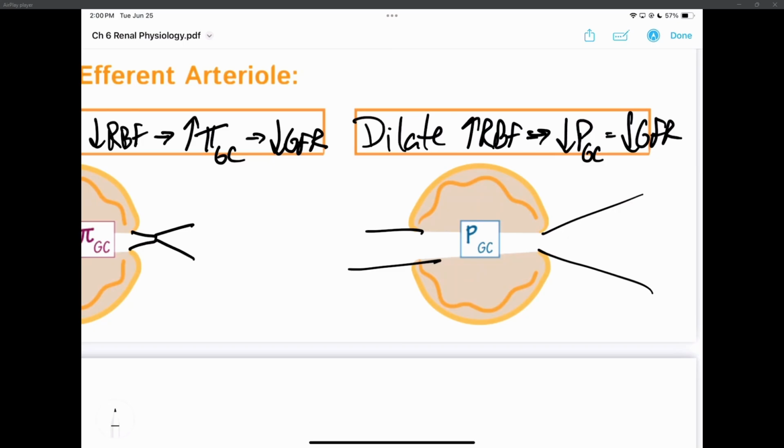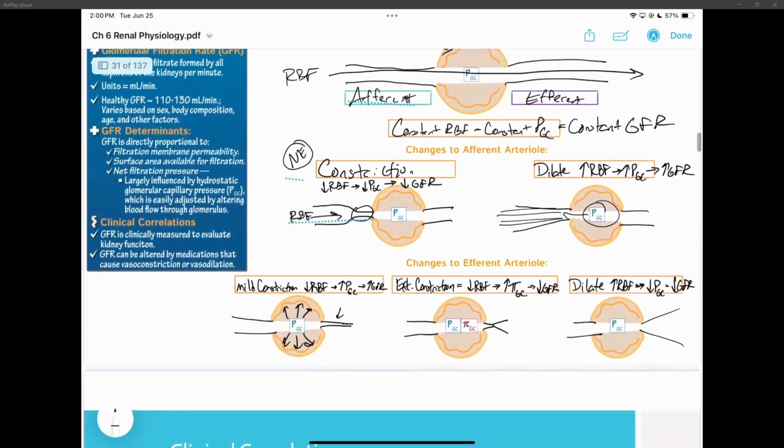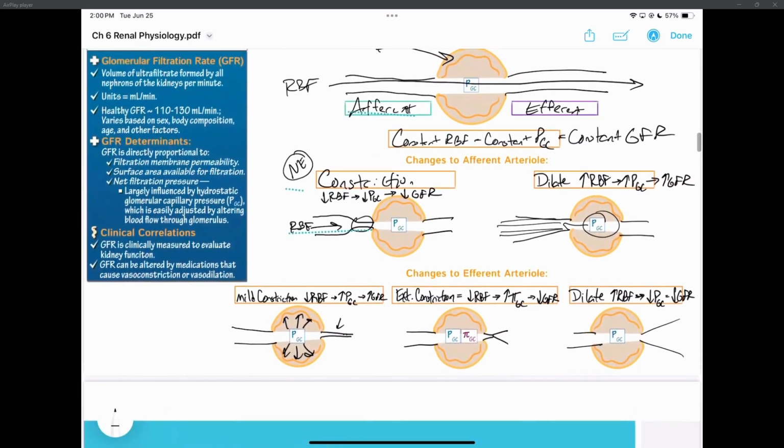Everyone understand? So when you're studying this, make sure you know, I'll ask you a question. If I mildly constrict the efferent side, what happens to GFR and so forth? Stuff like that will be a typical question you'll get for the renal side.